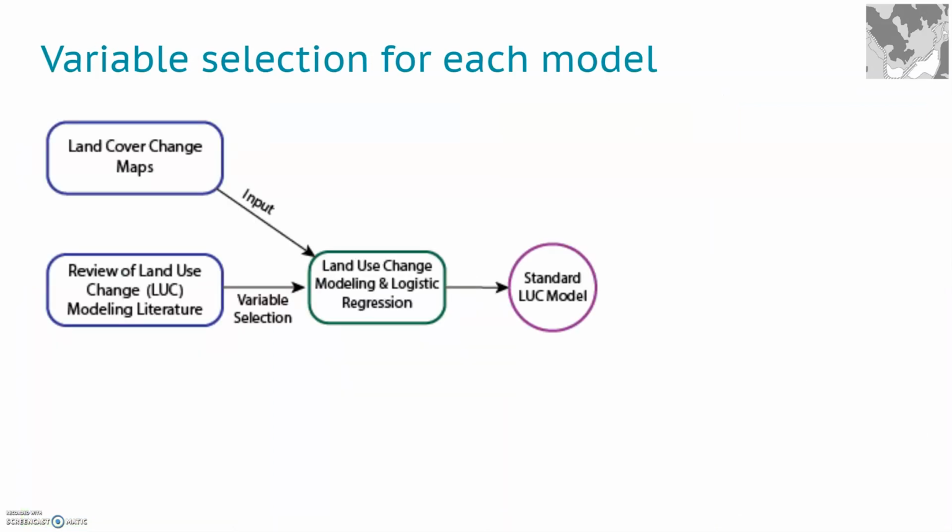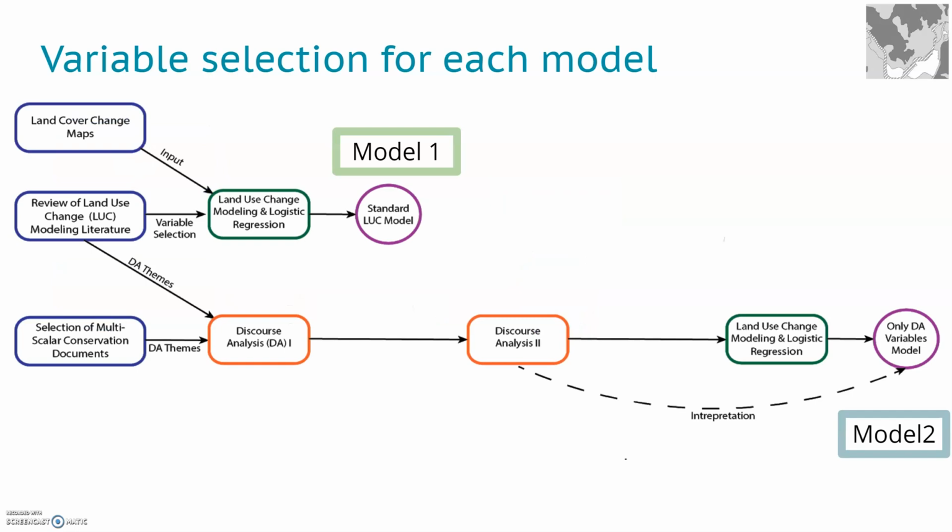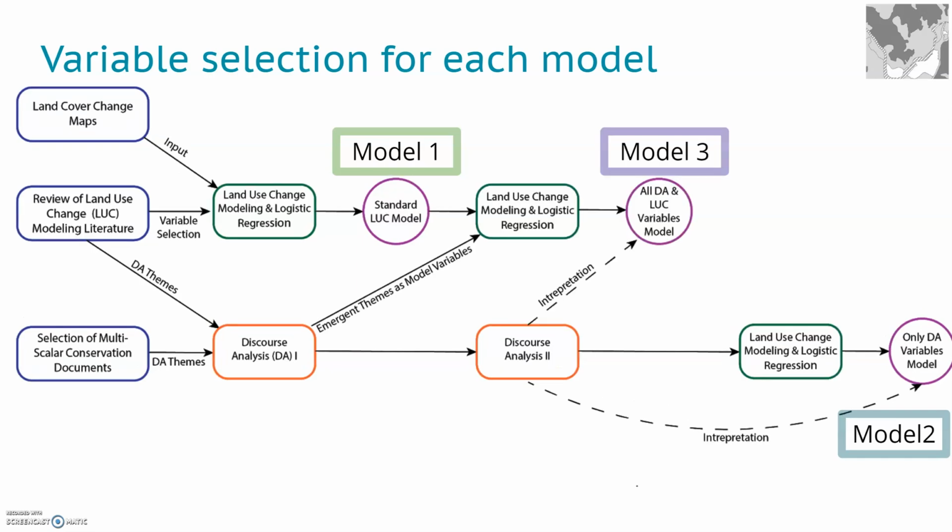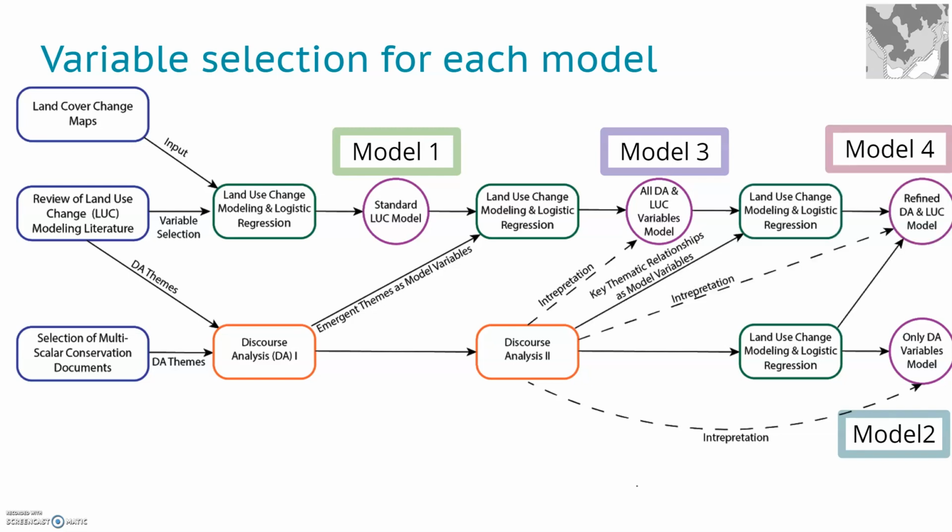So, just looking at how the variables feed in for each model, this is more of a standard land use change model, bringing in land cover maps, a review of the literature to select variables. So this is Model 1. Model 2, over here you can see how we've got the discourse analysis iterating and feeding into a model with just the discourse analysis variables. Model 3, so here you've got the themes coming out of the discourse analysis that then turn into Model 3, which gives us this kitchen sink one again. And then Model 4, where we've got this iteration and refinement leading to a subset of variables from Model 3.